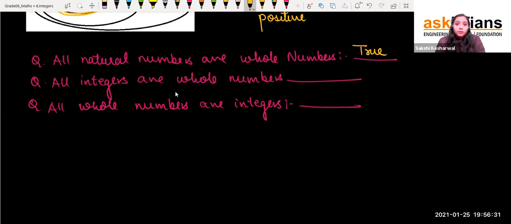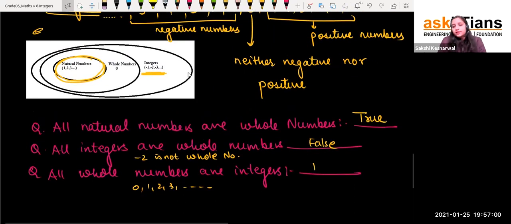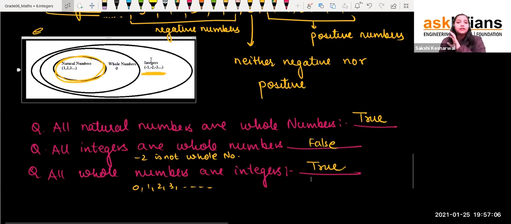Similarly, all integers are whole numbers. Think: integers consist of negative numbers, and -2 is not a whole number. So we say it is false. Now if I say all whole numbers are integers: 0, 1, 2, 3, 4, 5, are these a part of integers? Yes, so it's true. I think everyone is clear: negative numbers are on the left hand side of zero, positive numbers are on the right hand side, and zero is neither negative nor positive.